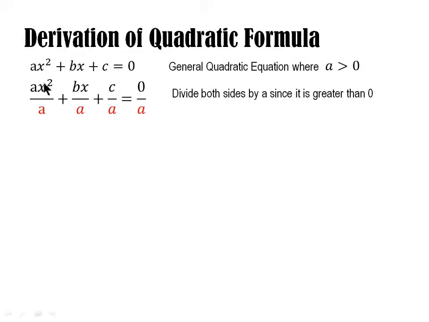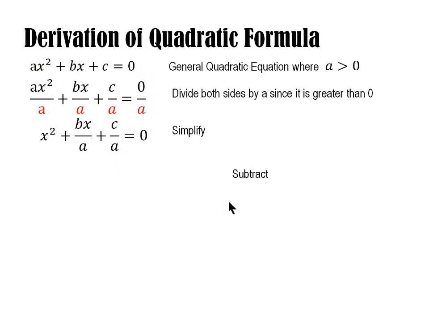So we have ax squared over a plus bx over a plus c over a is equal to 0 over a. Then we will simplify ax squared over a, so cancel a. So we have now x squared plus bx over a plus c over a is equal to 0 over a, which is 0.